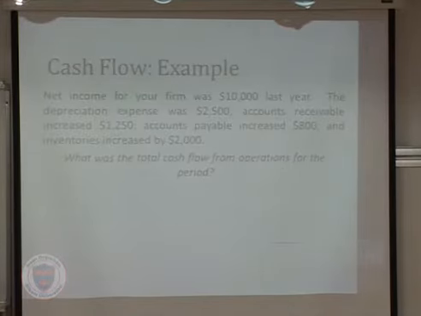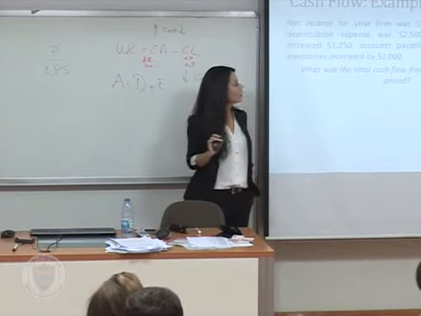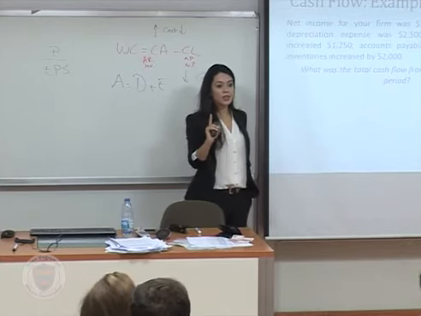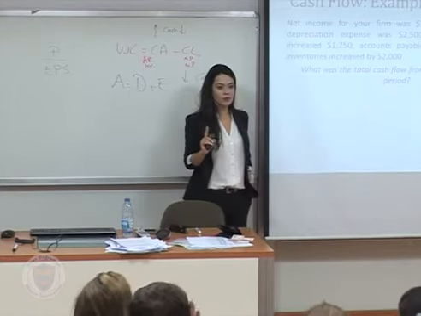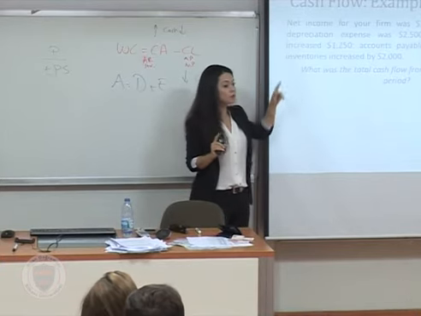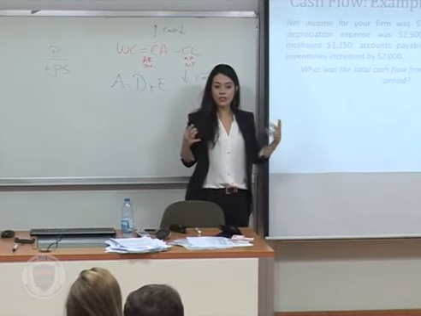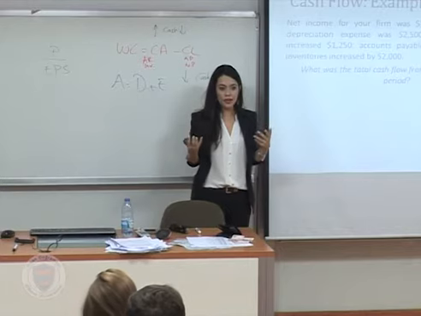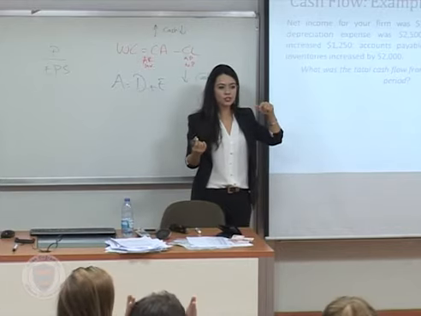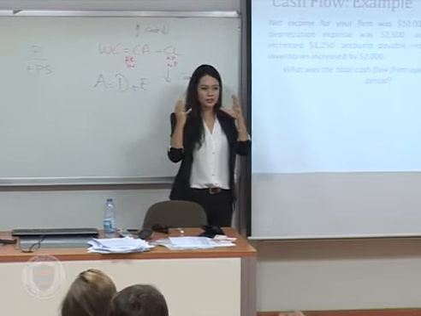Let's look at this example, which is similar to what we covered. Net income for your firm was $10,000 last year. Income is profit, right? Net income is $10,000. The depreciation expense was $2,500. Account receivable increased by $1,250. So if your accounts receivable increased, it means you couldn't get the cash for the sale. So what's going to happen to your cash? It's almost like decreased, right?